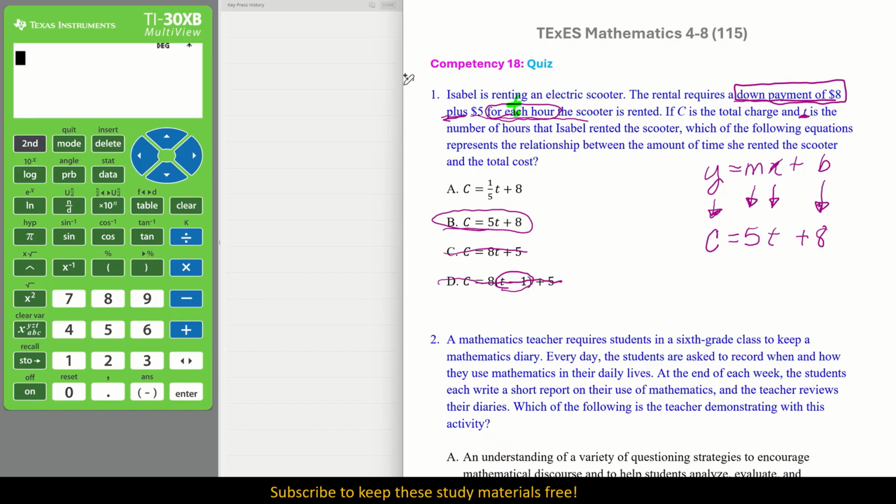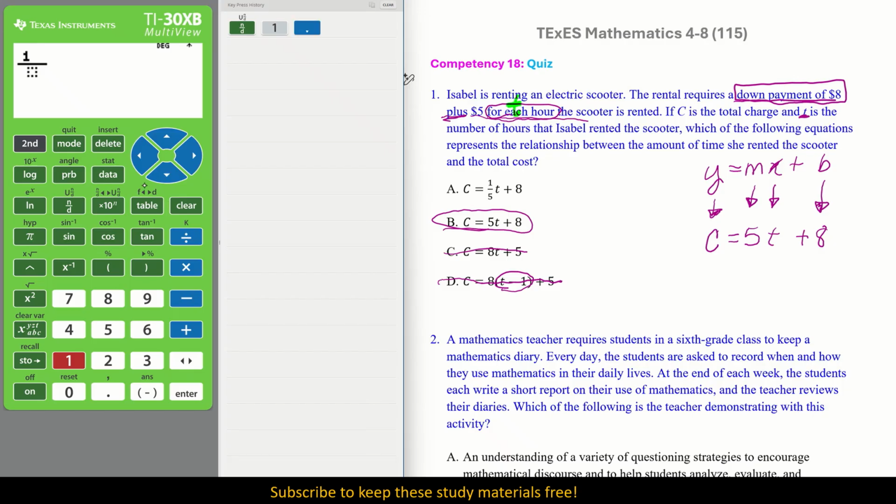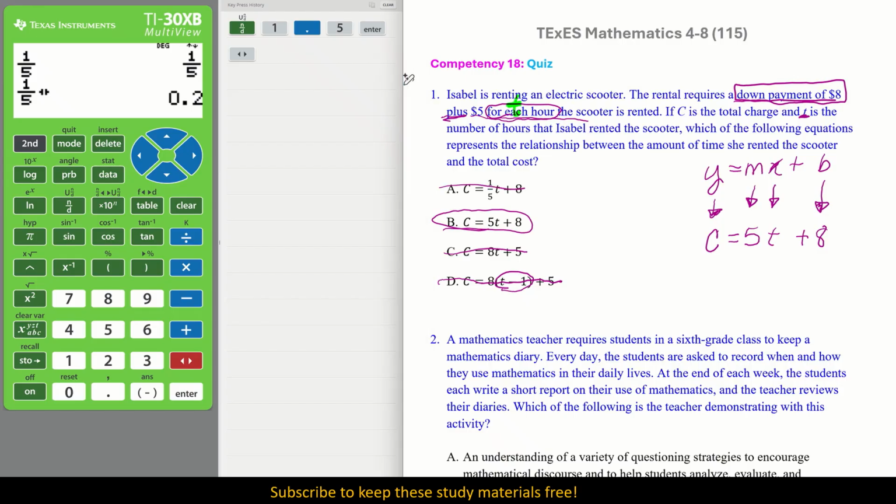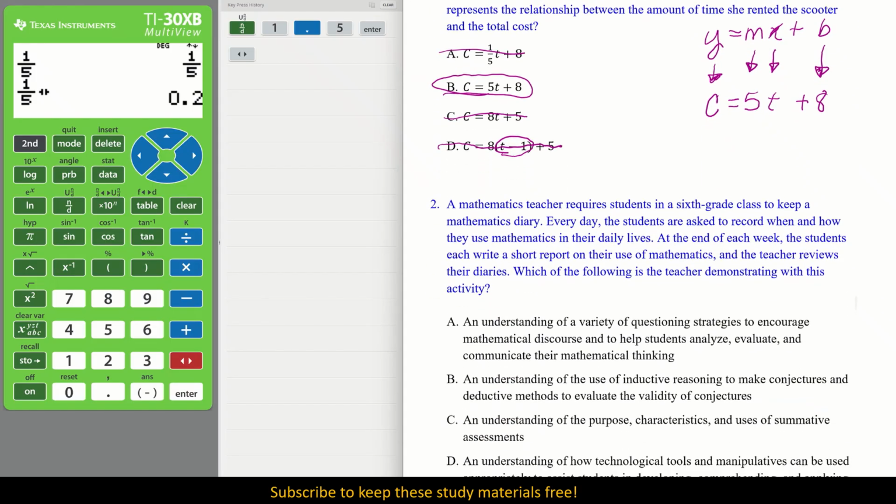Now let's look at A. Well, A is not valid because they're telling us our rate is 1/5. And that would be if you were confused that you had an hour per $5 somehow, I don't know. But if you pop that in your calculator, of course, that's 20 cents. Well, nowhere was 20 cents or a rate of 0.20 ever mentioned. So that's not going to work, obviously. Okay, let's look at number 2.